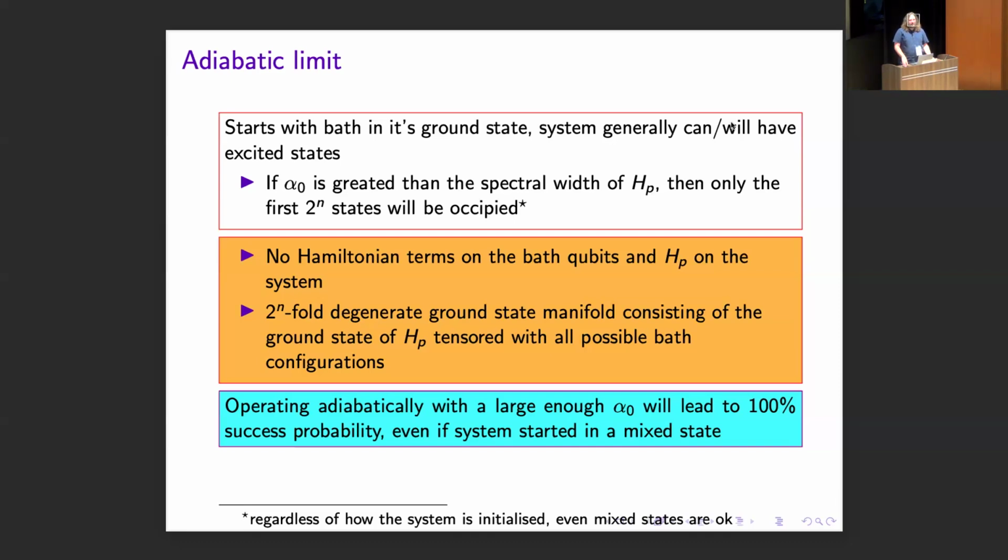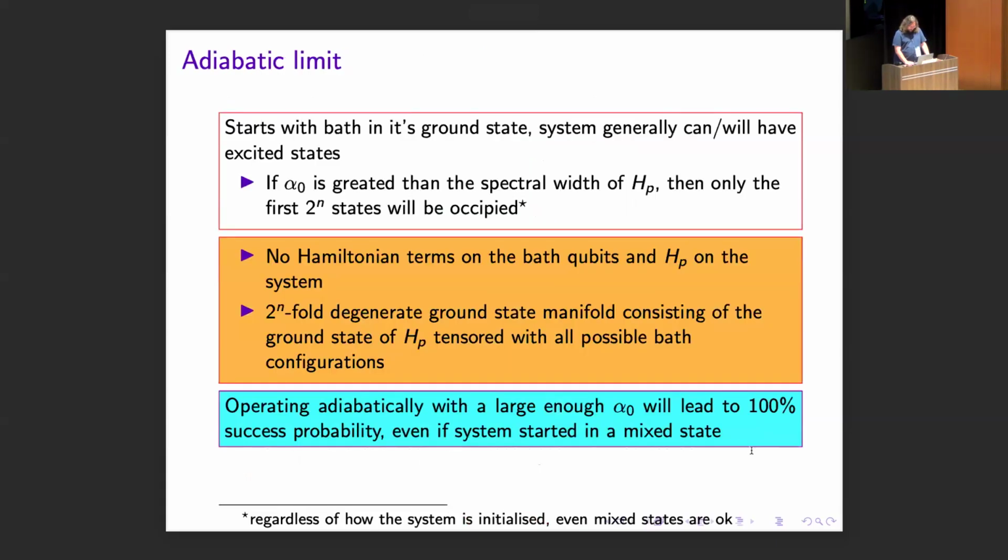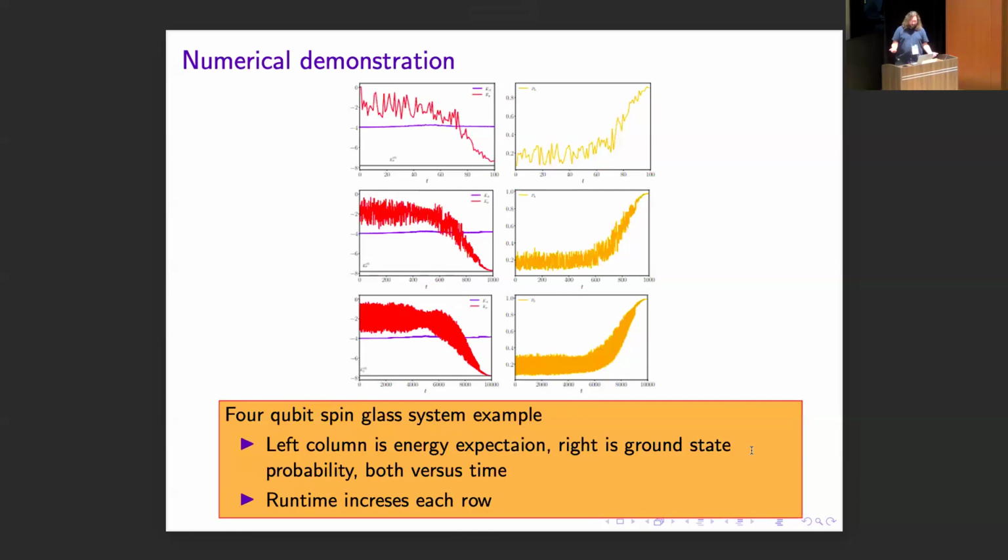The way to see this mathematically is you'll have a 2 to the n fold degenerate ground state where the system is in its ground state and the bath is whatever, and there are details on how this protocol works. You have to decouple in a certain way. This scales quadratically, so that perturbatively that coupling is weaker than your Hamiltonian for the bath and system. But if you do it right, it works. You can demonstrate this numerically.